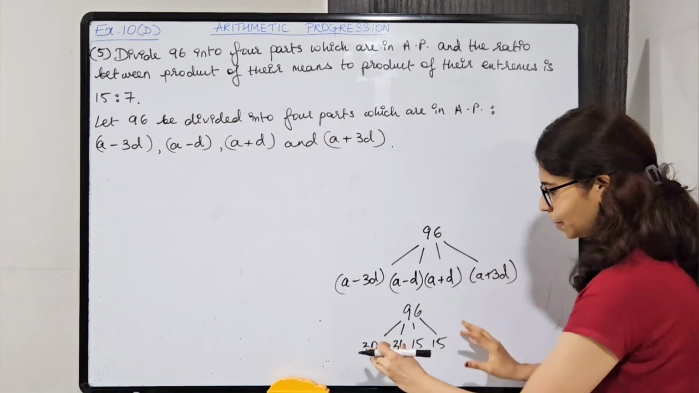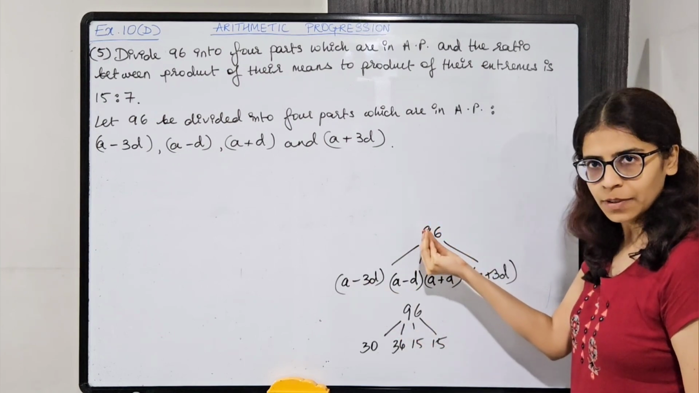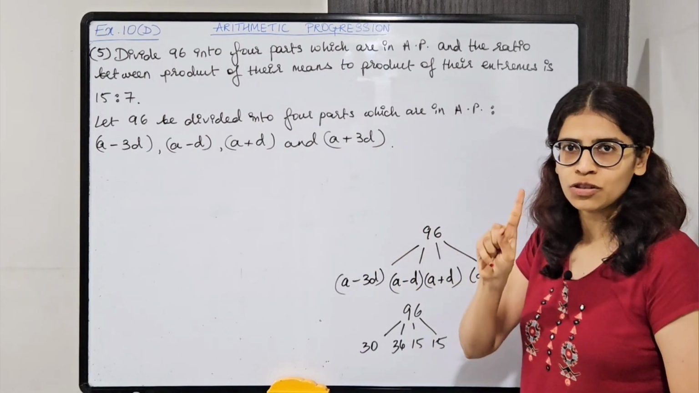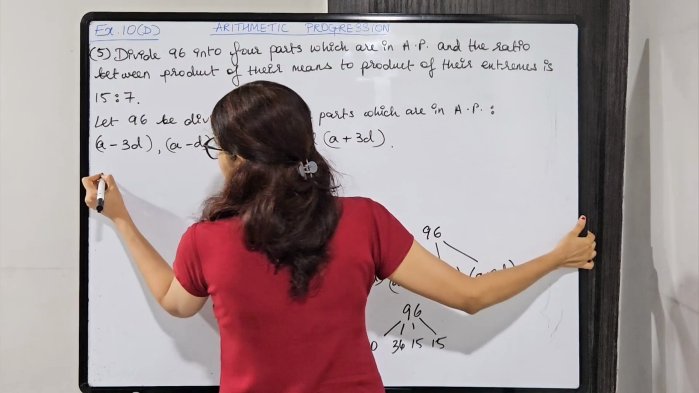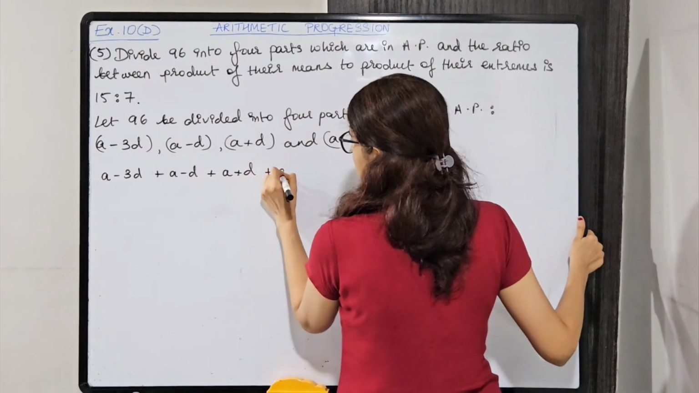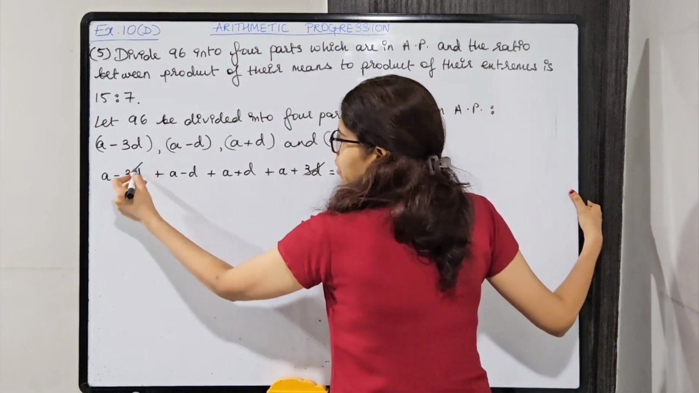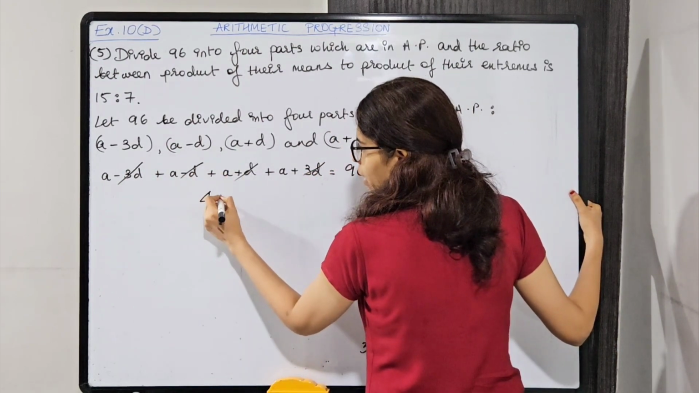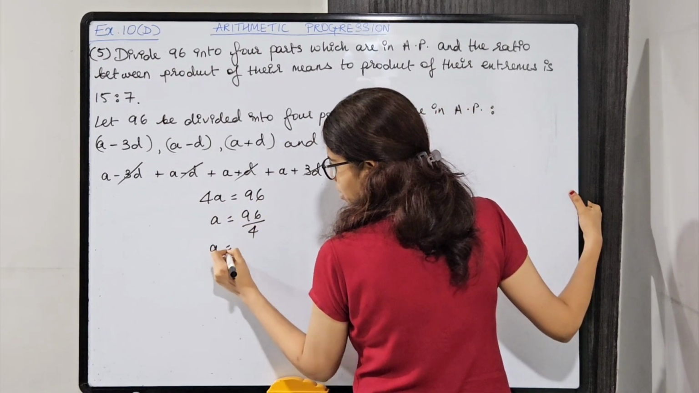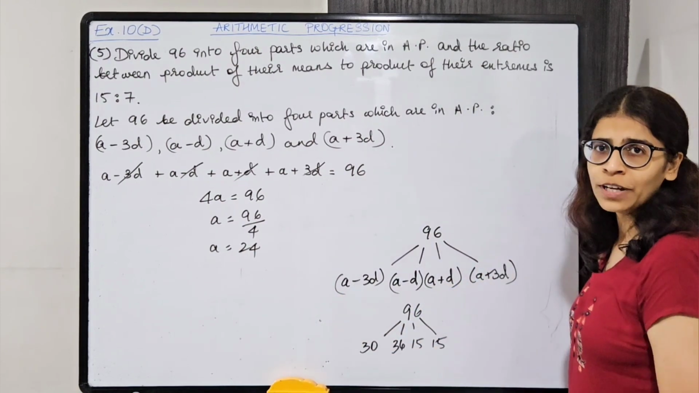Although it is not in AP, but सारे numbers को वापस से add करो तो 96 मिलेगा, right? Same thing यहाँ पे. Okay, so ये सारे terms को add करके मुझे 96 मिलेगा. This will be the first condition. Okay, so a minus 3d plus a minus d plus a plus d plus a plus 3d is equal to 96. Okay, we are left with 4a is equal to 96. So a is 96 by 4, that is 24. a का वैल्यू मिल गया. अब d का वैल्यू फाइंड आउट करना है.